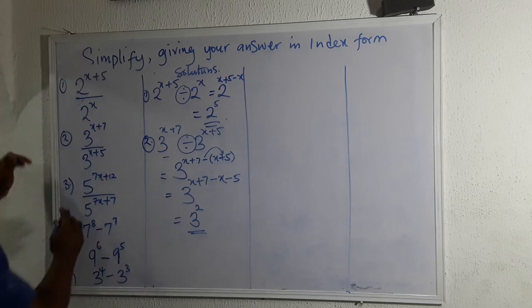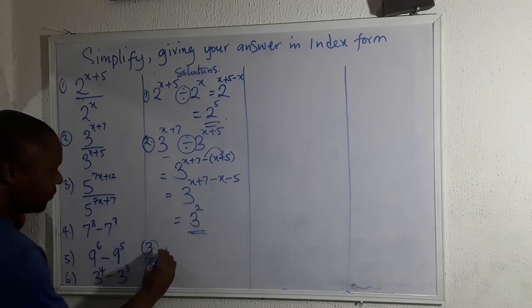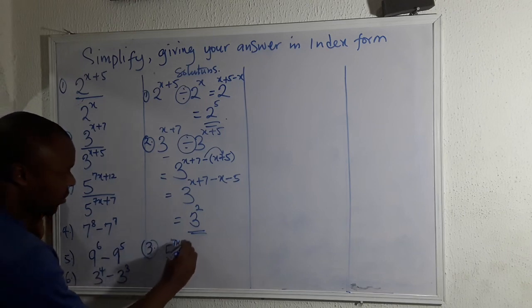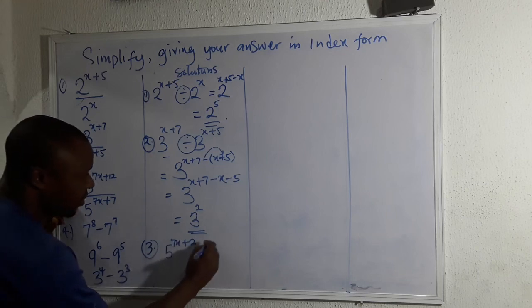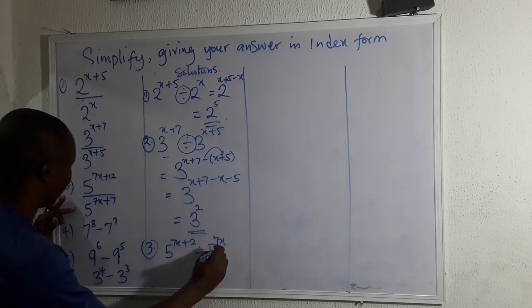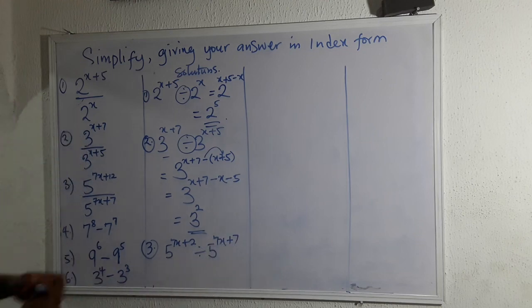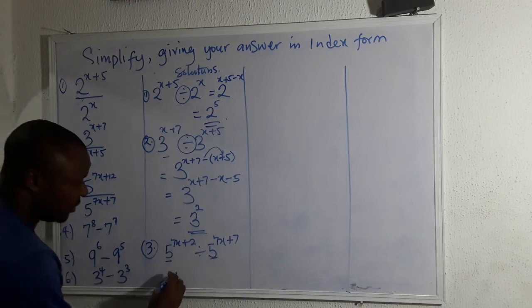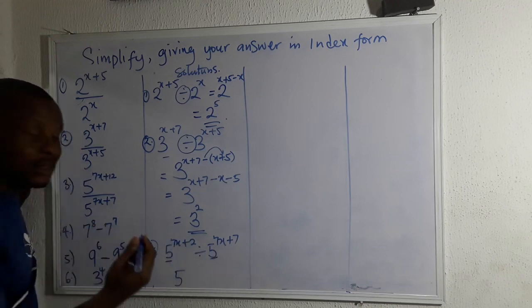So then number 3, we can re-express this as 5 raised to power 7x plus 2 divided by 5 raised to power 7x plus 7. I hope I got that right. Okay. So again, the bases are the same, so we take one of the bases. So that will be 5. What do we do to the powers? We subtract the powers.